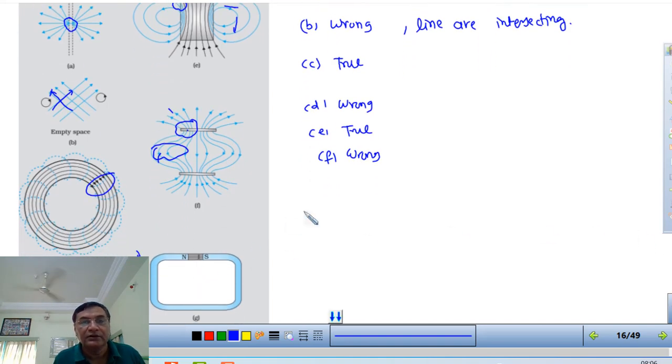And finally, you have G. Here, if you see this north and south, the magnetic field lines are parallel, similar to here. Actually, it should be like this. So it is also wrong.